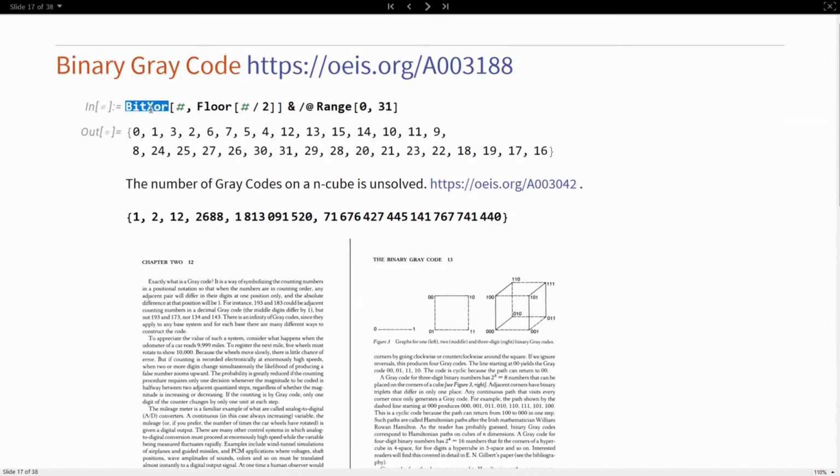One way of doing that is to use bit XOR in this way, and this is the classic Gray code. But it turns out there's multiple ways of doing this. For a cube, there's 12 different Hamiltonian cycles. The hypercube, there's this many. However, it's unsolved what the next one is for, let's see, 3, 4, 5, 6. It's unknown what number of Gray codes there is for the 7-cube.